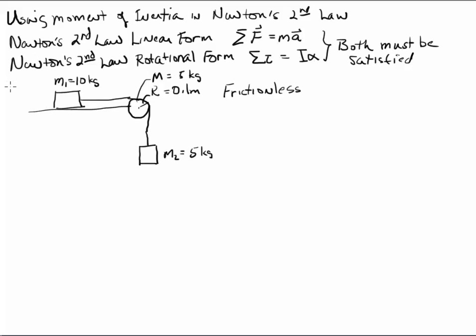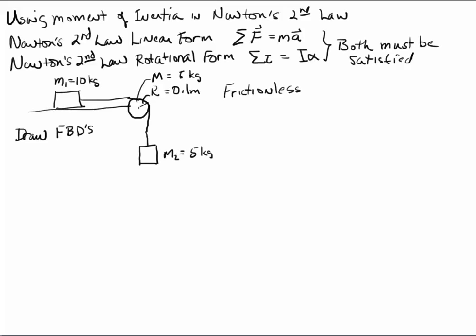And here's our diagram. We have a mass 1, which is 10 kilograms, on a horizontal surface. It is frictionless. It is connected by a rope over a pulley that has a mass of 5 kilograms and a radius of 0.1 meter. Remember, previously we didn't worry about it. We assumed the pulley was massless. That is not the case this time. And then we have a mass 2, which is equal to 5 kilograms.